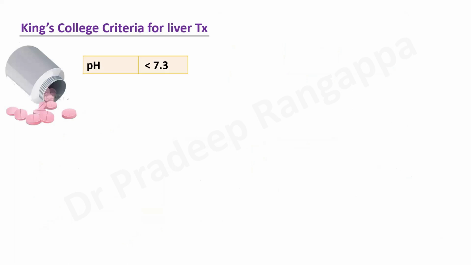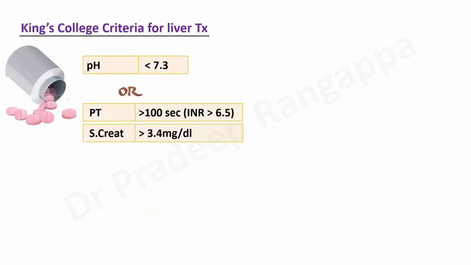The King's College criteria for liver transplant has two categories: paracetamol overdose and non-paracetamol. For paracetamol, the easiest way is pH less than 7.3 as the indication for transplant, or PT more than 100 seconds with INR more than 6.5 or creatinine more than 3.4, or someone who has encephalopathy grade 3 to grade 4. So it is easy to remember. In paracetamol, if they are developing acidosis, that is an indication that they should go for transplant. So INR more than 6.5, or if they're going into acute kidney injury or encephalopathy.